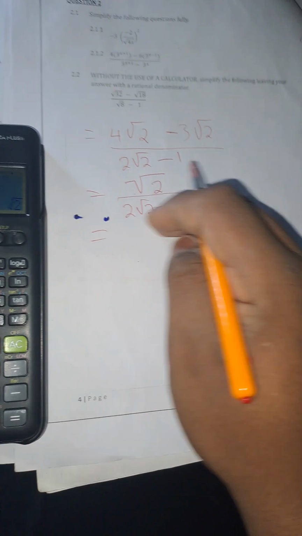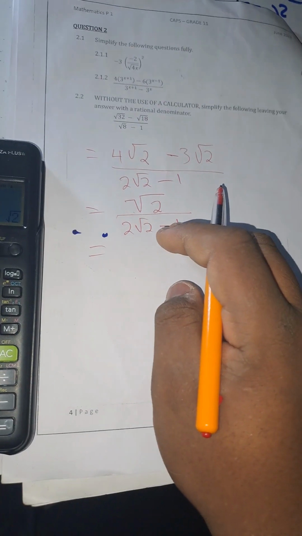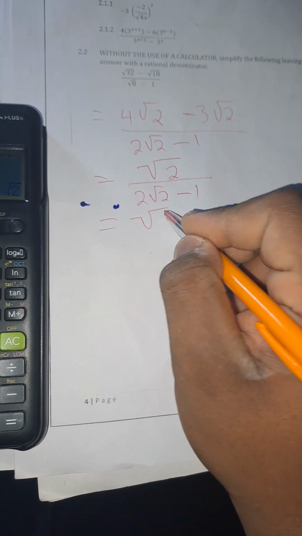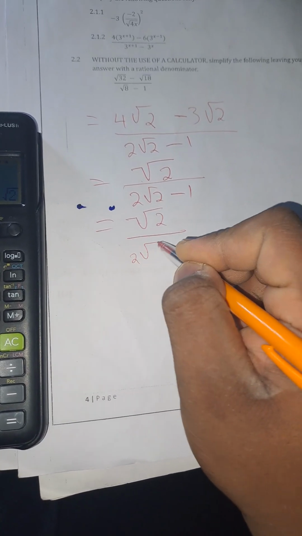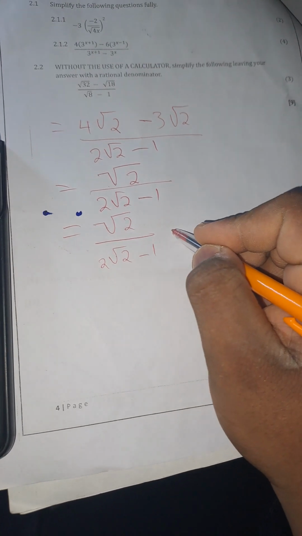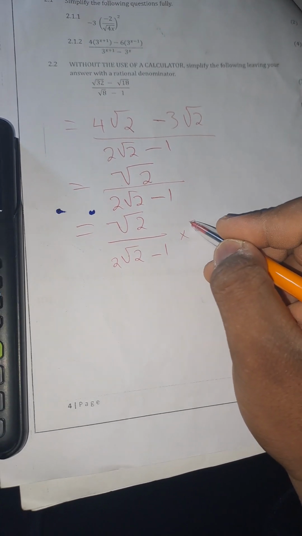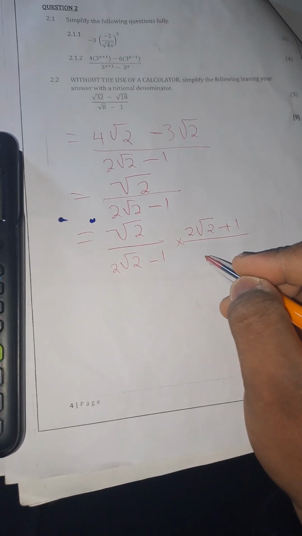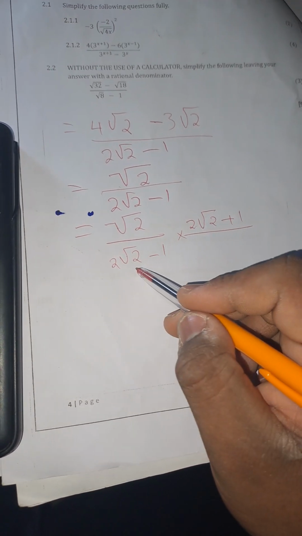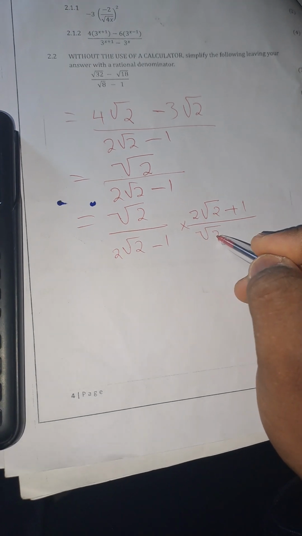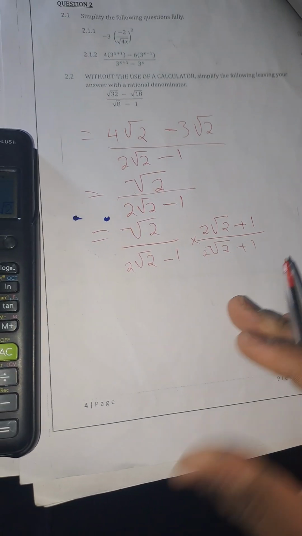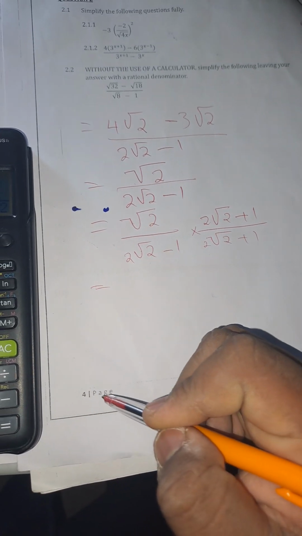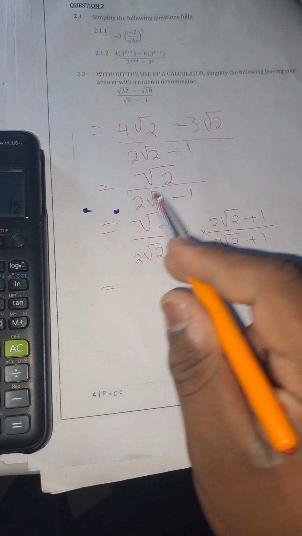Now, since you have something like this and you are not allowed to use a calculator, you can apply conjugacy. If you don't know what conjugacy is, go to my previous videos, in the trigonometry section, you'll see it. You multiply by the same denominator, but you change the sign of the denominator. As you can see here, I'm writing plus 1. Here it was minus 1. And then when I'm going to simplify, root 2 times root 2 is 2.